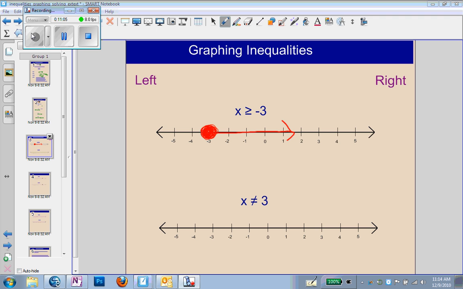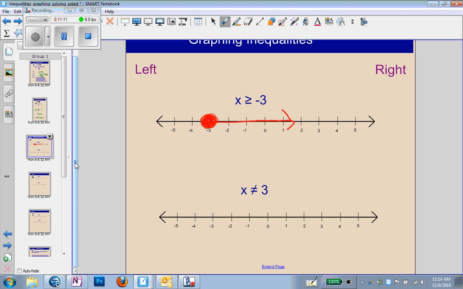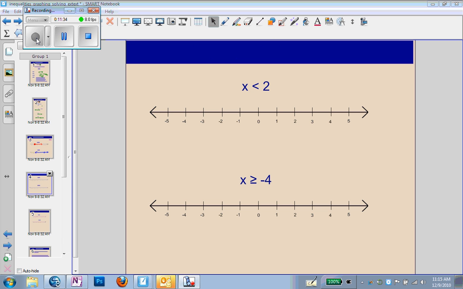In the next example, we have x is not equal to 3. And since it's not equal to, we're going to put an open circle. And then our arrow is going to go in both directions because we're saying that x could be anything except 3. In the next example, we have x less than 2. Open or closed circle? Open on 2, since there's no equal to. And positive or negative direction? It's going to go in the negative direction since it's less than.